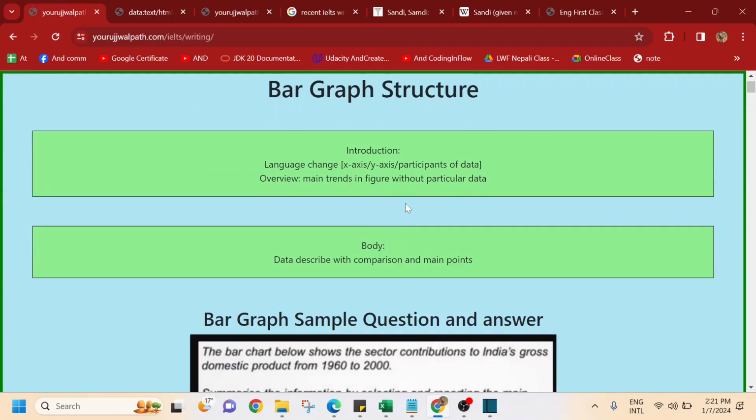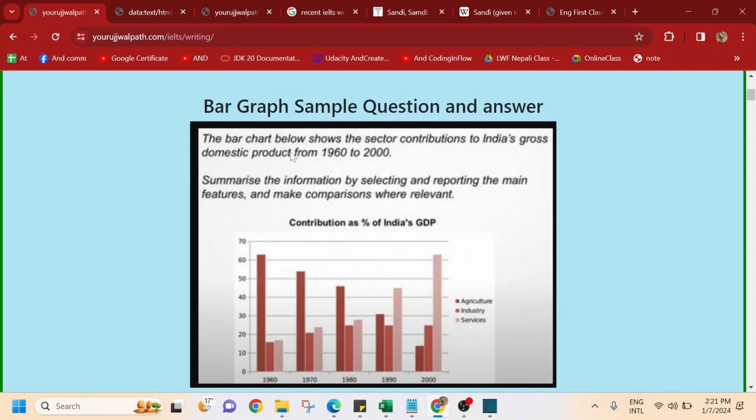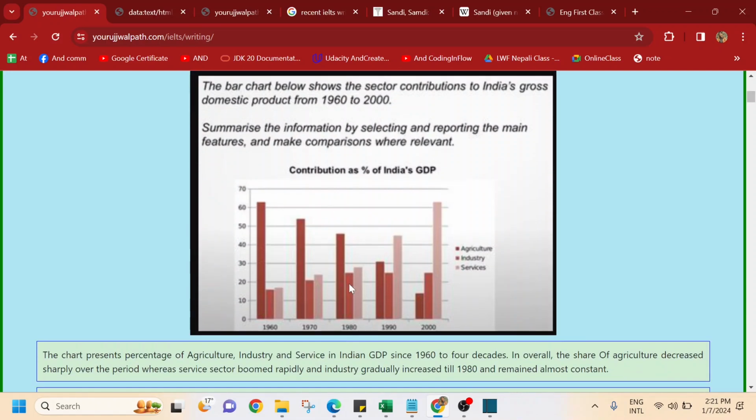In bar graph, what you will be doing is writing two paragraphs. One will be your introduction, and next will be your body paragraph. In your introduction, within one sentence, you should change the language of the question, and also include the x-axis, y-axis, and participants of the data. Whatever the chart, this is the x-axis, this is the y-axis, and the participants of the data, along with this information, has to be covered within a single sentence.